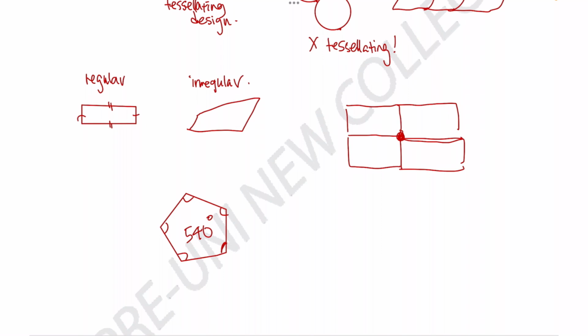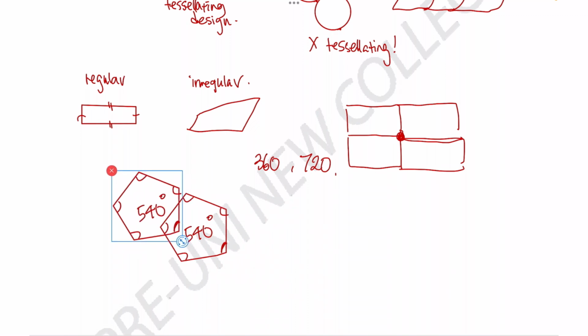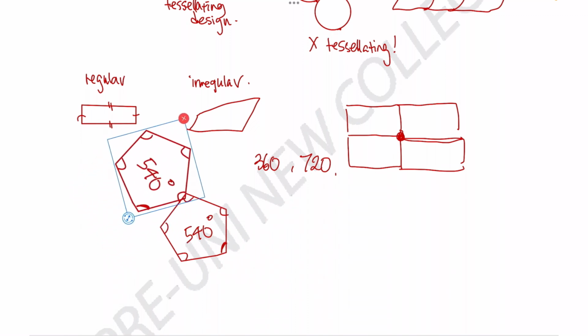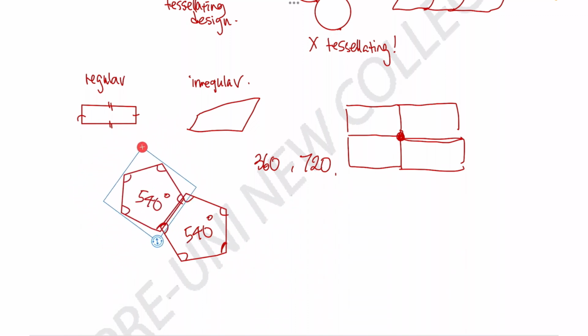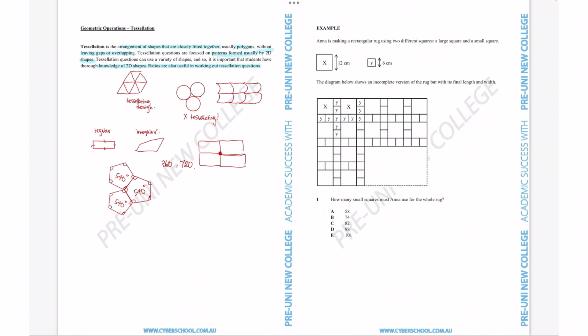And 540 is not a multiple of 360, since the next one is 720. So if you try to tessellate a pentagon, you'll see that it doesn't work. If I've got multiple of these and try and tessellate them, we can see quickly that there's just no way that they can be arranged to tessellate without leaving gaps like these.